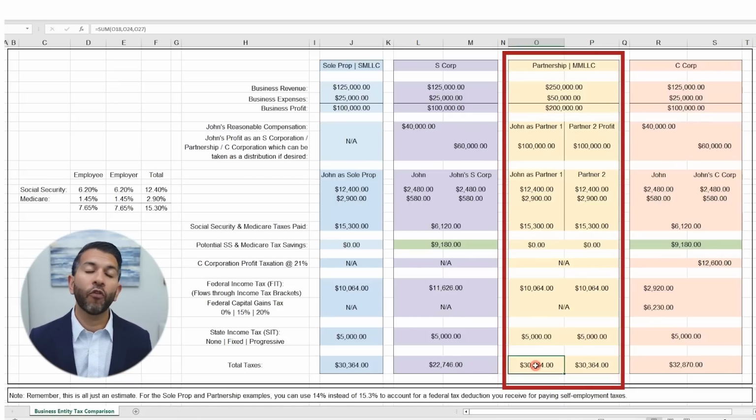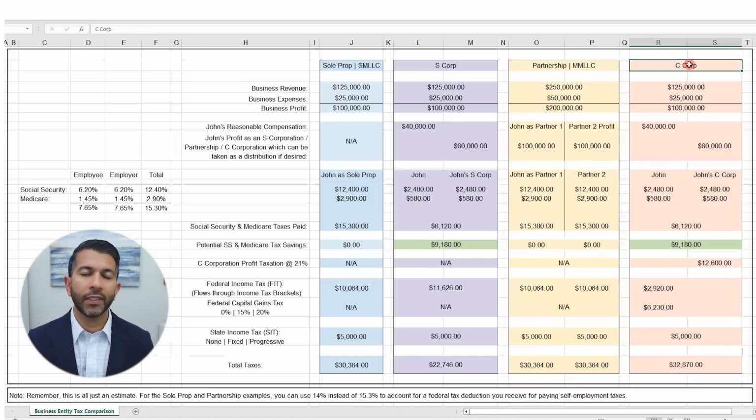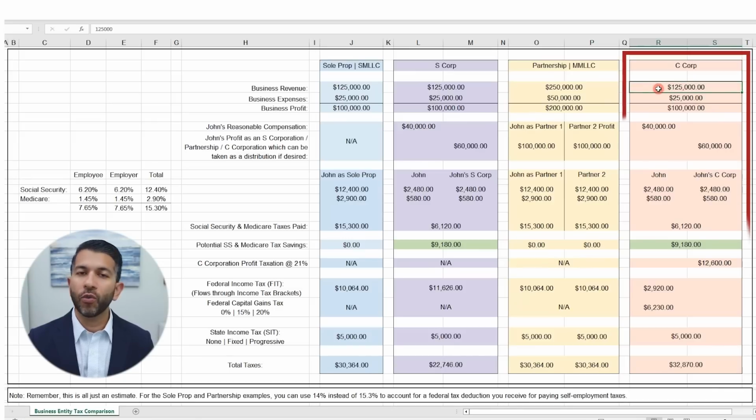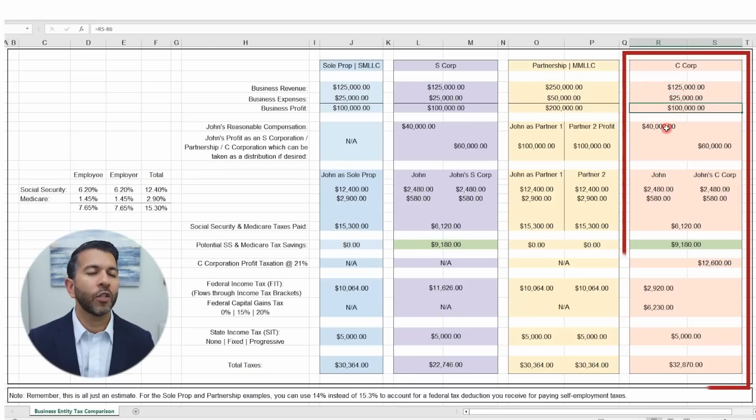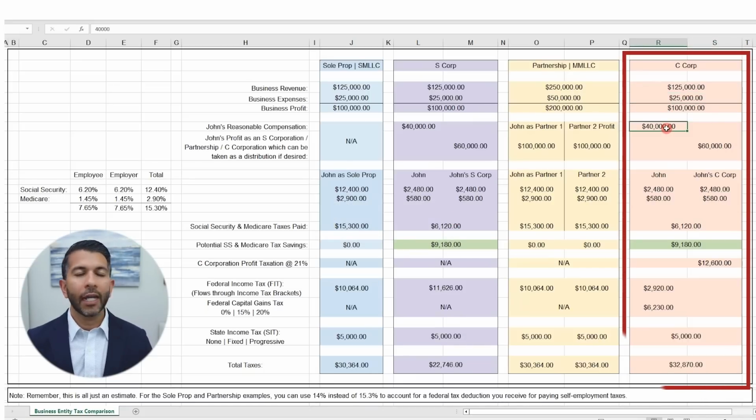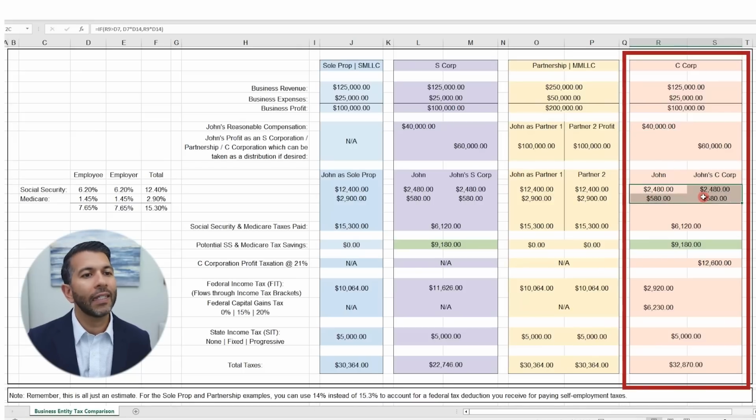It's just that you're forming a partnership and you have to file a partnership tax return instead of that being on Schedule C of your individual tax return, okay? So that's the partnership. Last one, C corporation, okay? Numbers are going back to what they were before: $125,000 in revenue, $25,000 in expenses, $100,000 in profit. Well, with the C corporation, you have to pay yourself a reasonable compensation for any work that you performed yourself in the business. So what Social Security and Medicare taxes you have to pay, it's exactly like the S corp was.